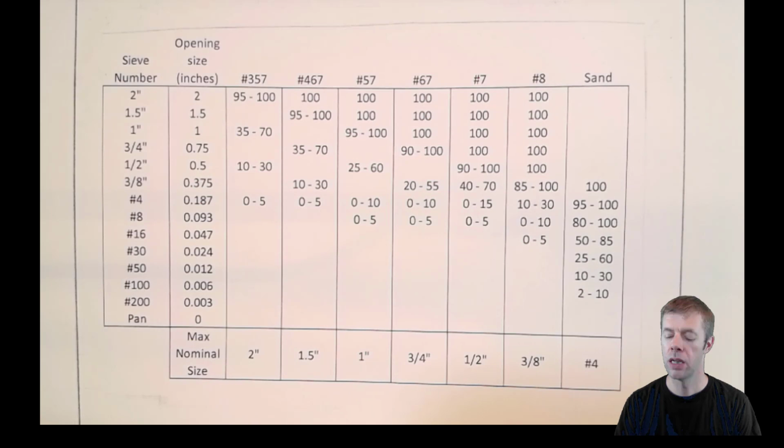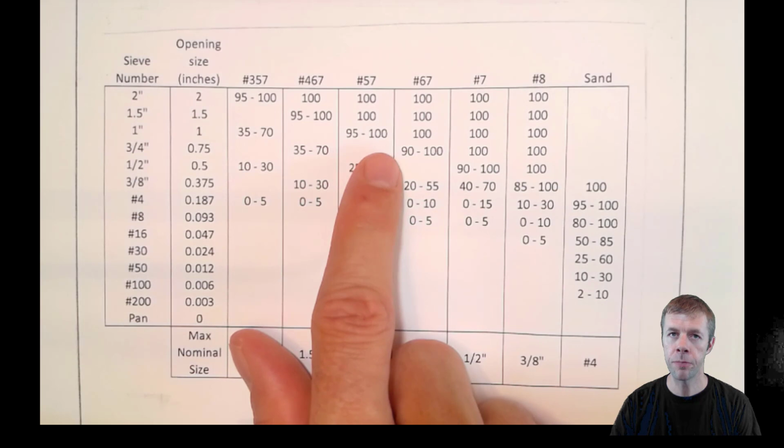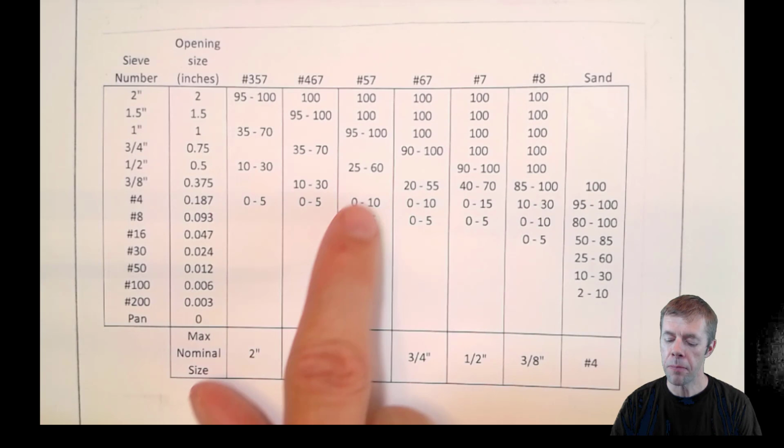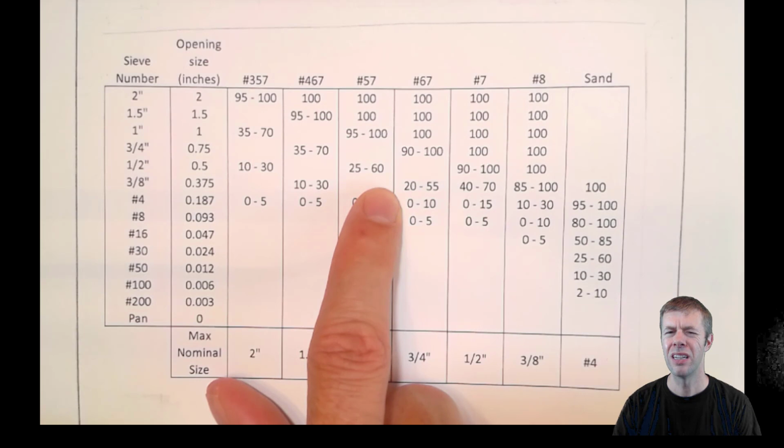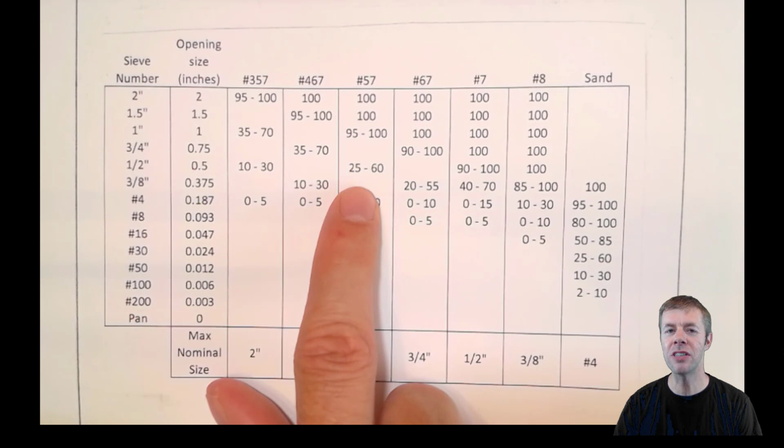That means that on the 1-inch sieve size, between 95 and 100% of the material is passing. And that means on the 1/2-inch, between 25 and 60%, isn't that kind of a big number? I think it is. But between 25 and 60% is passing.